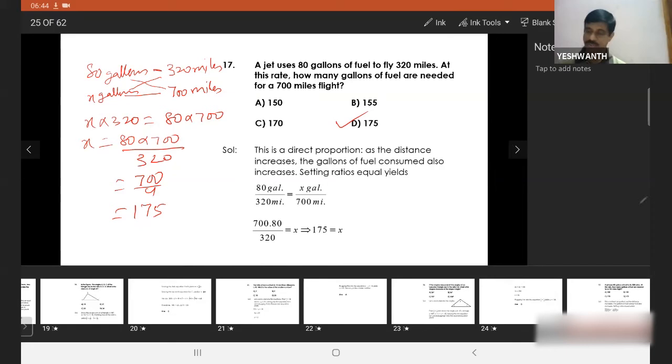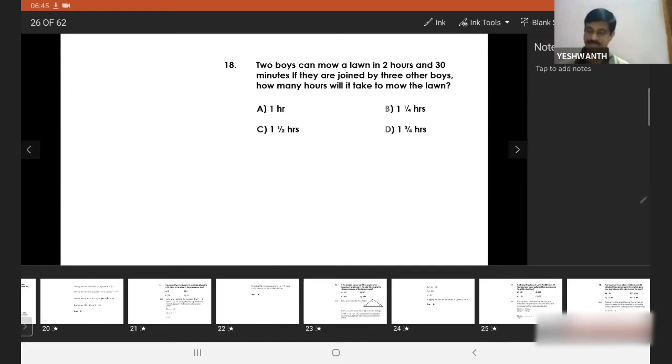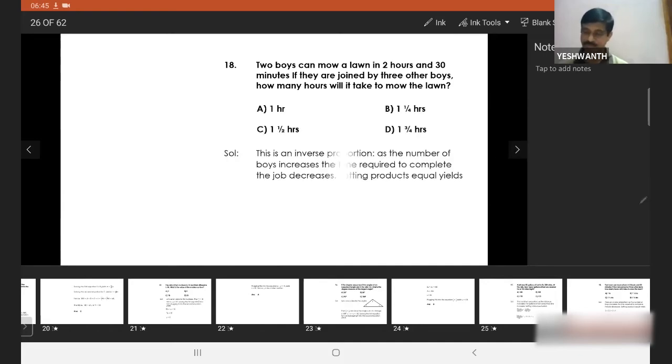Okay, so let us go to the next question. Two boys can mow a lawn in 2 hours and 30 minutes. If they are joined by 3 boys, how many hours will it take to mow the lawn? It is same as what we have done in the previous case. So now look at this. Number of people are increasing, so the time should be less.